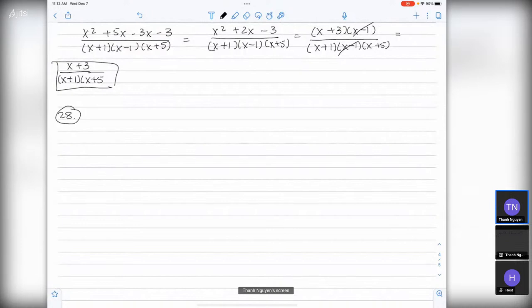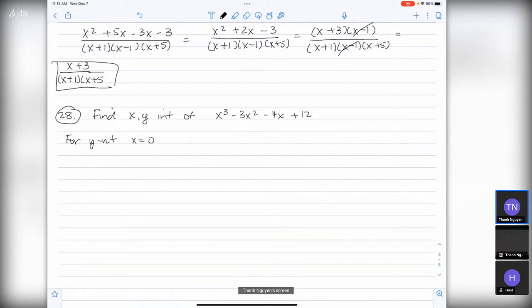Problem 28 is we have to find the x and y intercept of x cubed minus 3x squared minus 4x plus 12. So for the y-intercept, it's pretty simple, right?